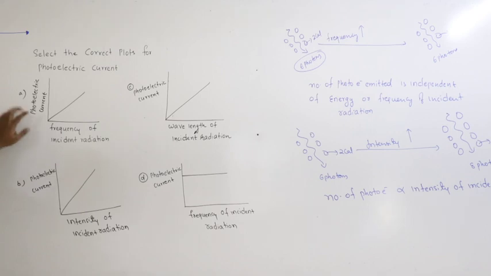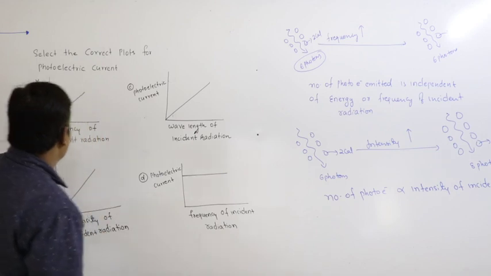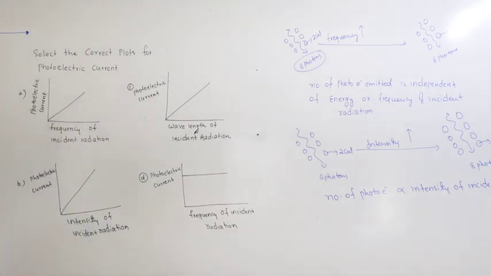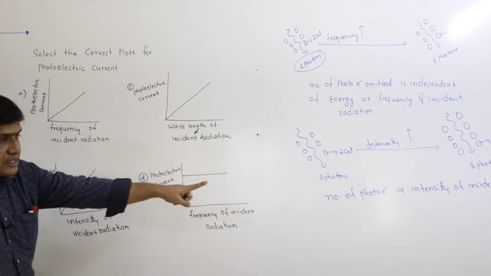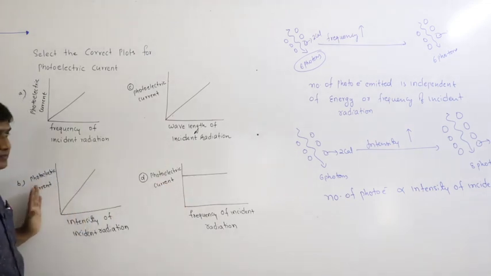So in the first graph, photoelectric current, nothing but the number of photoelectrons, you got a straight line, that means they should be directly related, but what we got, they are independent. So this is not correct. Second option, photoelectric current, you got a linear line, it is directly proportional to intensity of incident radiation, that is correct. So this is the correct option.